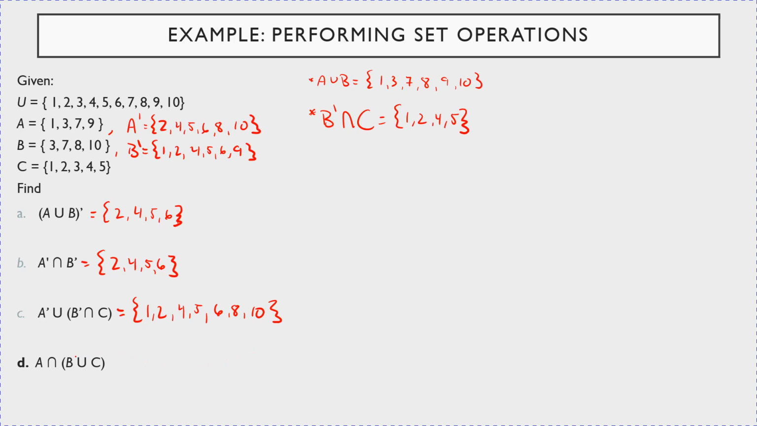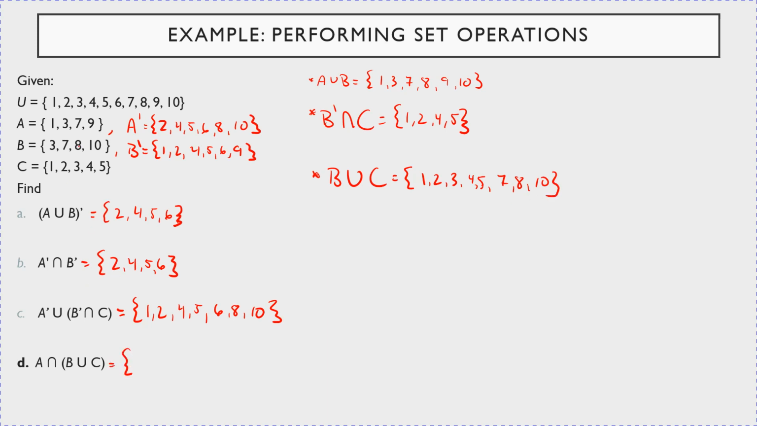All right, last one here. A intersection, but then in parentheses, B union C. Let's find up here what B union C is. I'm going to take B and C and push them together. So I'd get 1, 2, 3, 4, 5, 7, 8, and 10.